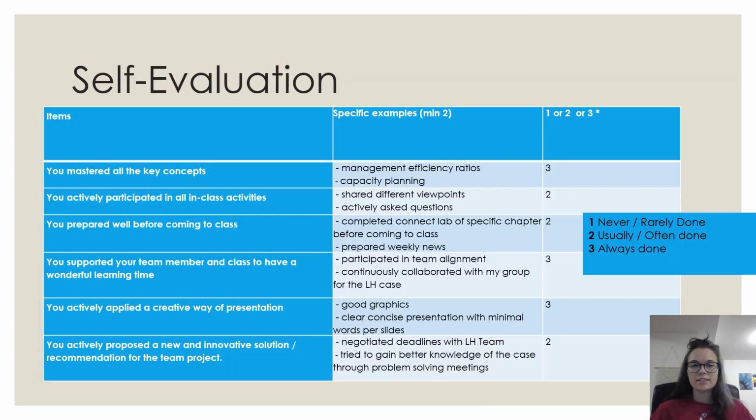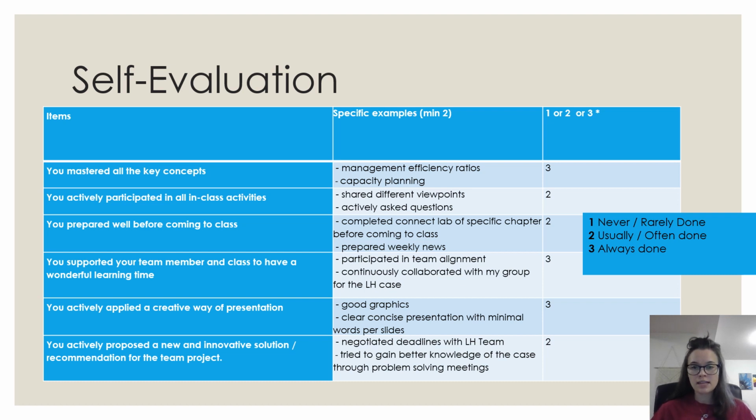So moving on, next I'm going to discuss self-evaluation. I'm going to be going through the 6 items on the left, as you can see, giving 2 specific examples for those items, and then rating myself on a scale of 1 to 3. So the first item is you mastered all the key concepts.